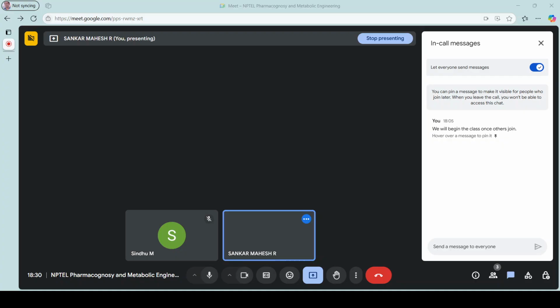The next question is, glandular trichomes share a general structure. Identify the cell type that cannot be found in glandular trichome. Basal cell, companion cell, stalk cell, and secretory cell.